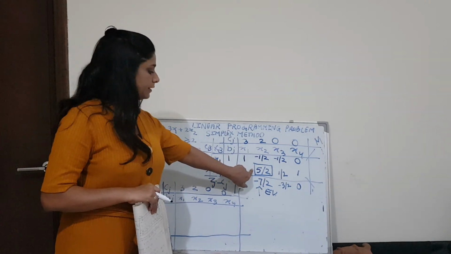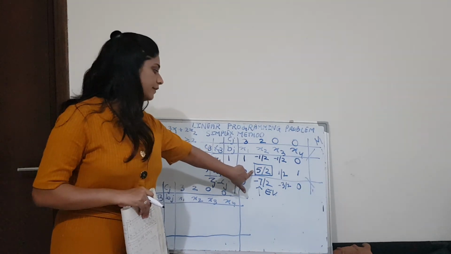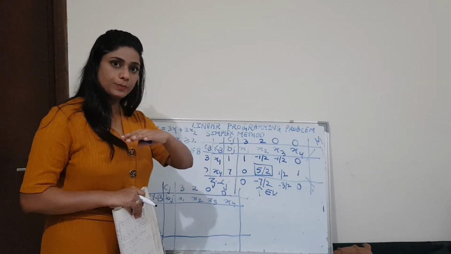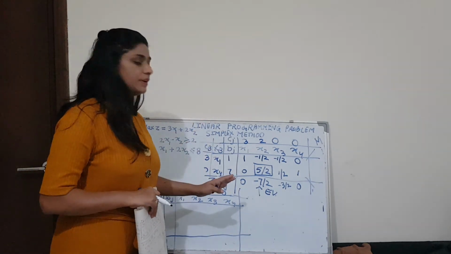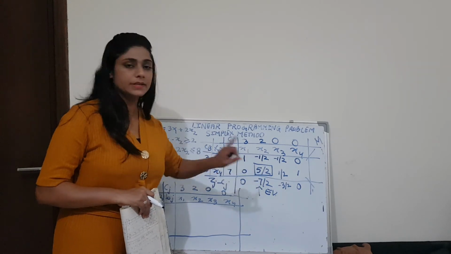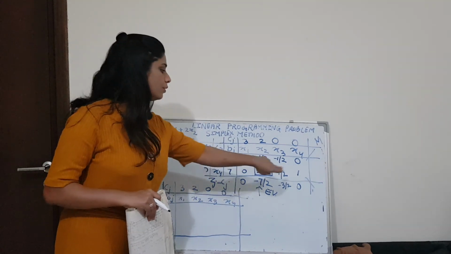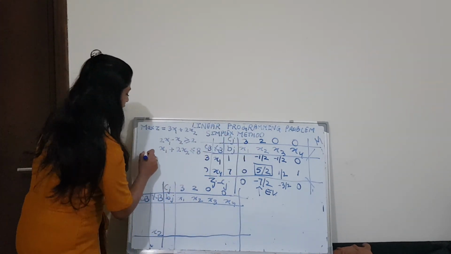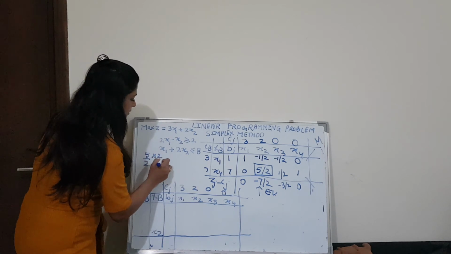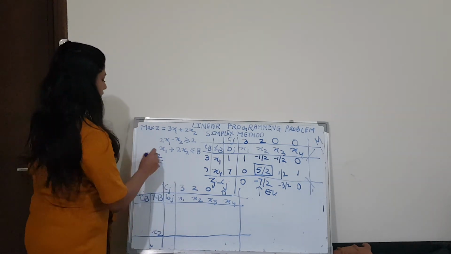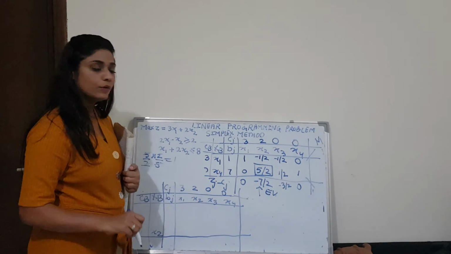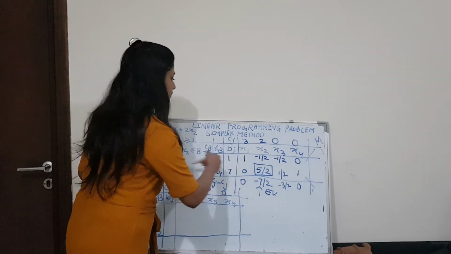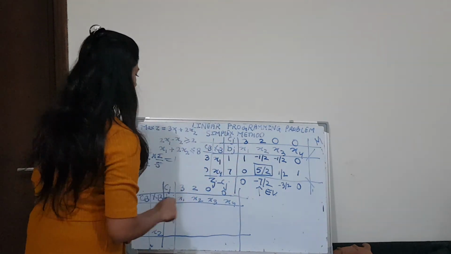Next, here we are getting the outgoing vector. So here we need to make 1 and on the upper and lower side we need to make 0. This is the rule. How will we make 1 here? 5 by 2 is here. If we multiply this whole row by 2 by 5, then we will get 1 at this place. And here we will make 0. So first we will make 1 here. Let's start.